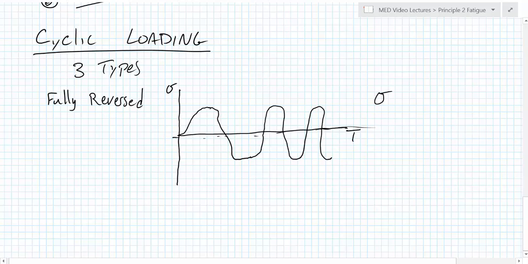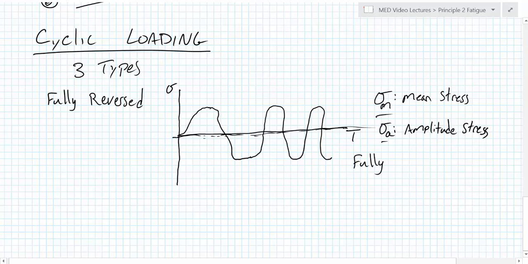So there are 2 values that are going to be important to us. One is the mean stress, sigma m. This is the mean stress. And the other is sigma a. This is the amplitude stress. So the mean stress and the amplitude stress are what we use to define our cyclic loading. The mean stress for fully reversed, as you can guess, is 0. So fully reversed means that the mean is 0. Sigma m equals 0.